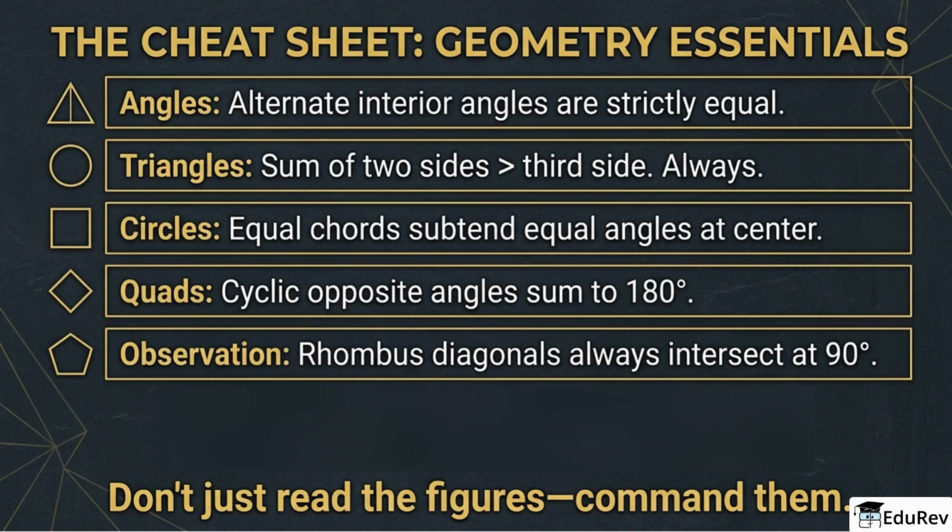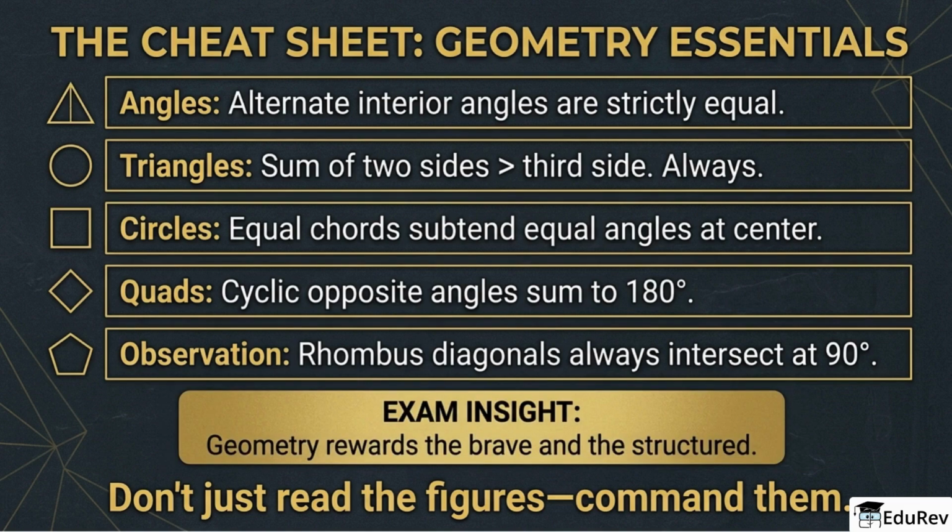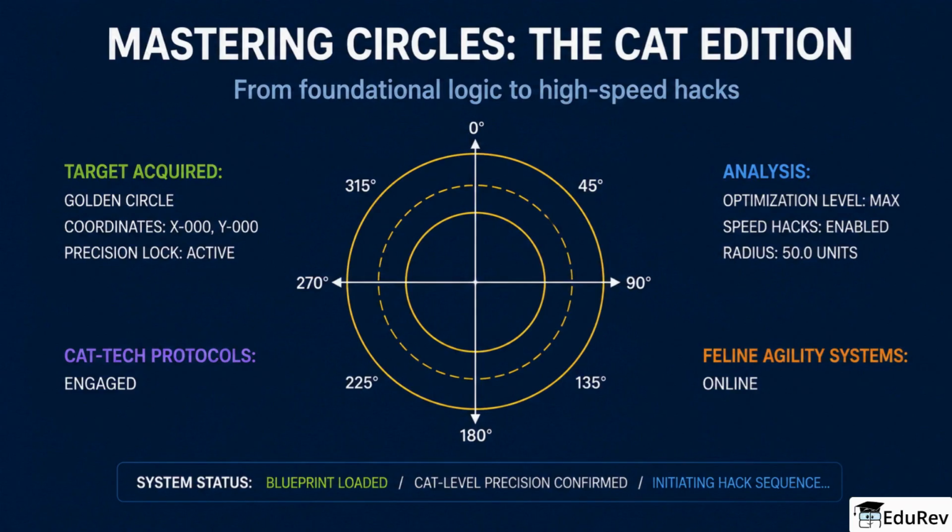The final message is exactly right for CAT geometry. Be structured, be brave, and command the figure instead of merely reading it. That is the mindset that turns geometry from a fear topic into a scoring one. Circles in CAT are not about drawing a round figure and hoping for the best. They are about reading hidden structure with speed and confidence. The moment you see a circle, you should start thinking about symmetry, radii, chords, tangents, sectors, and the right triangle that is usually hiding inside the figure.